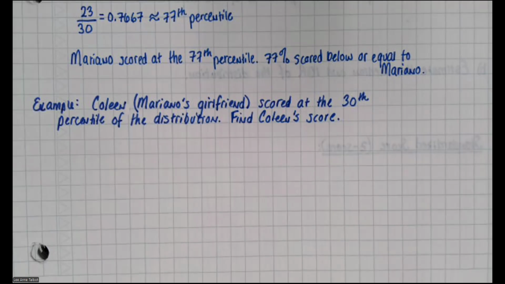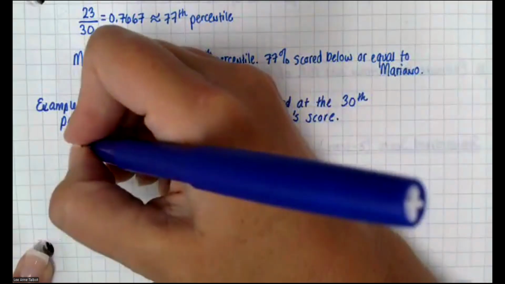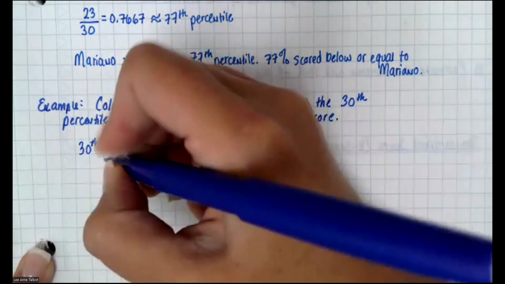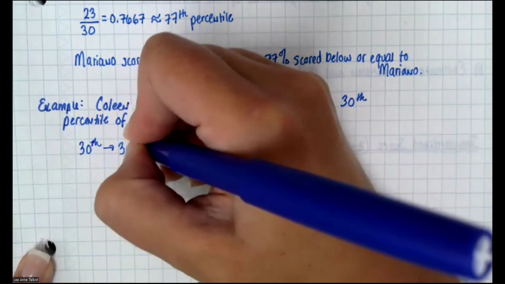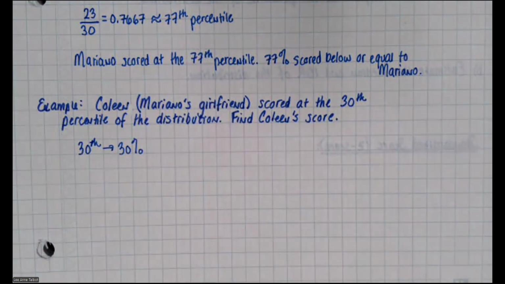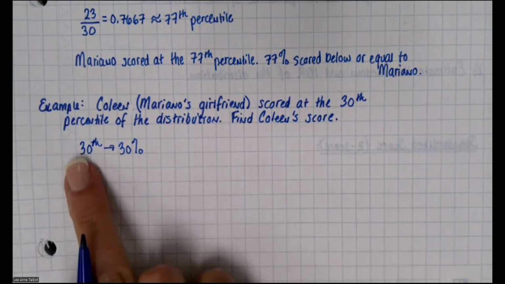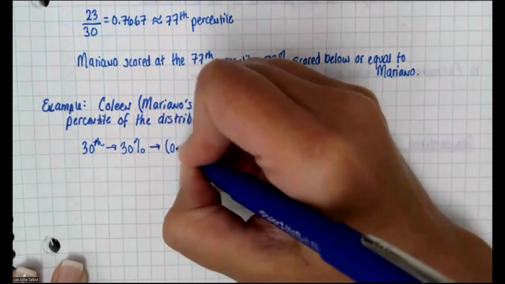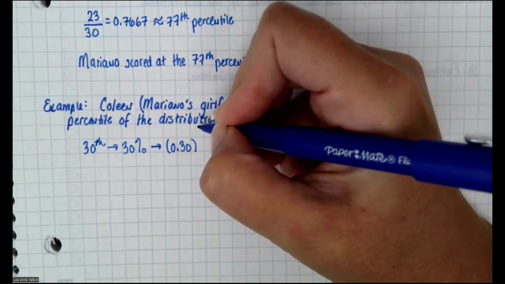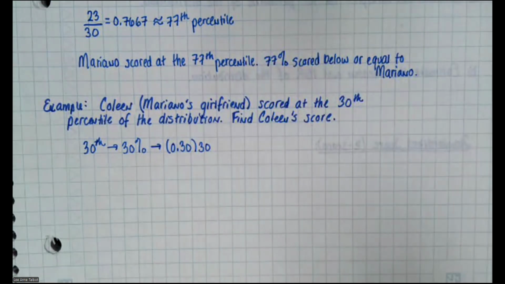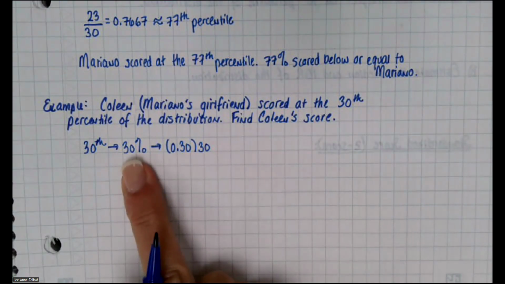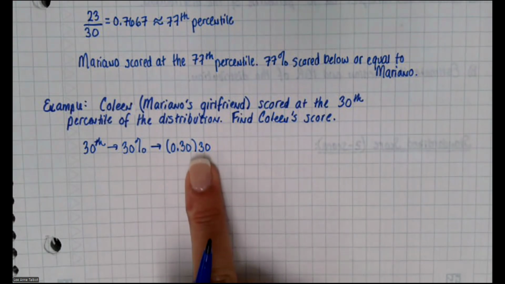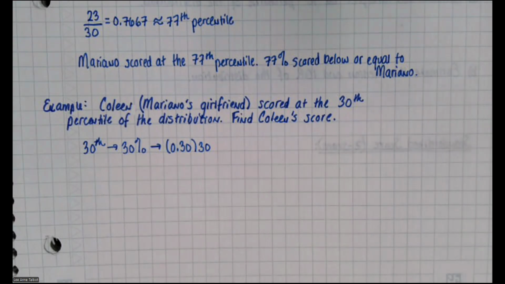It's fine. So we want to find Colleen's score. And what we're going to do is we're going to say the 30th percentile, and we're going to translate that into 30%. So 30th percentile, 30%. And we're going to say, what is 30% of the 30 scores in class? So we took this percent, converted it to a decimal, and then times the total number of observations, which was 30 people in class. And this is what?